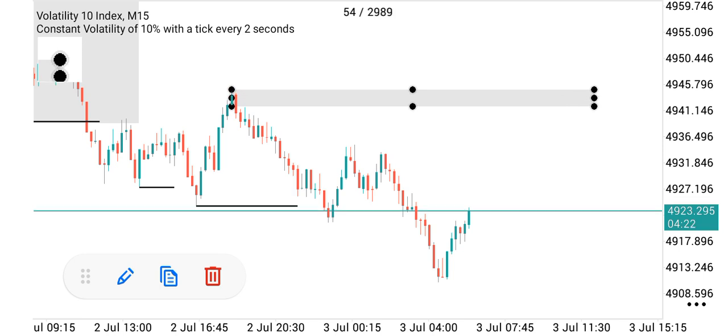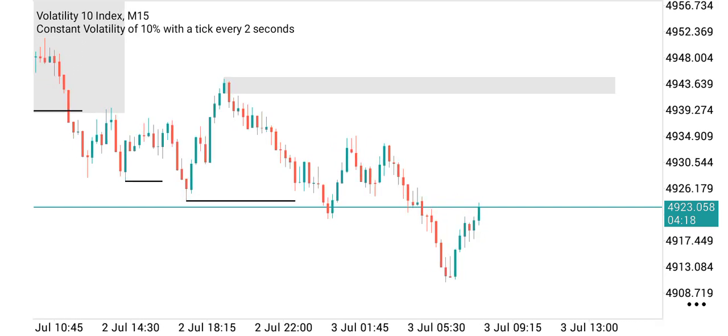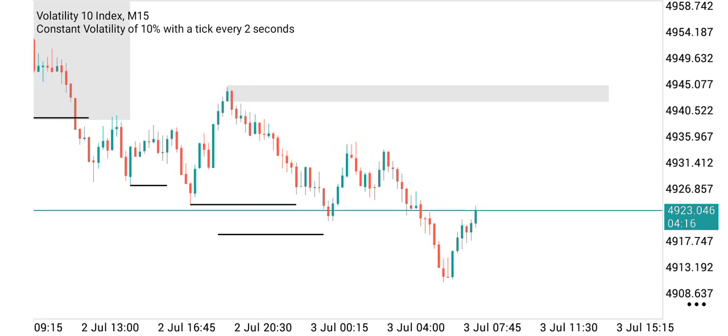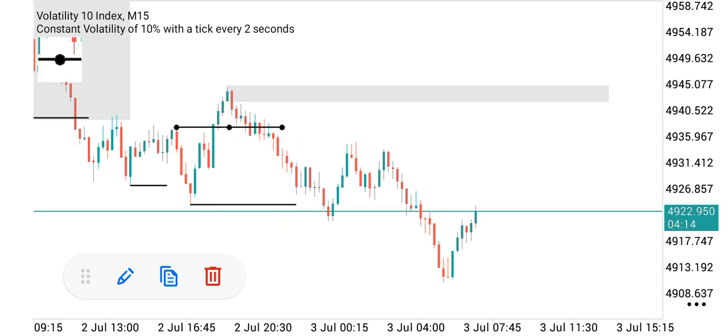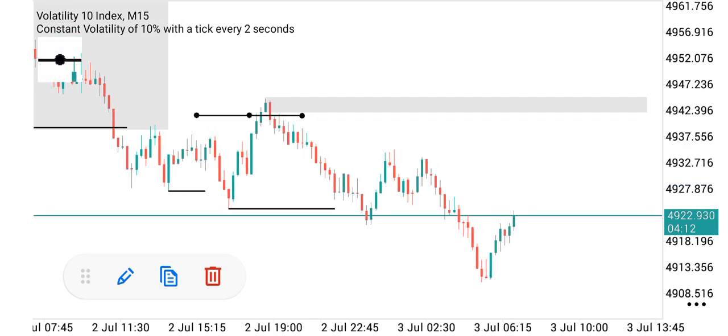The concept is easy. Understand the concepts and you are good to go. So I spot out my order block, then I make my sweep of liquidity. This is my sweep of liquidity. Let me place my sweep of liquidity from here.